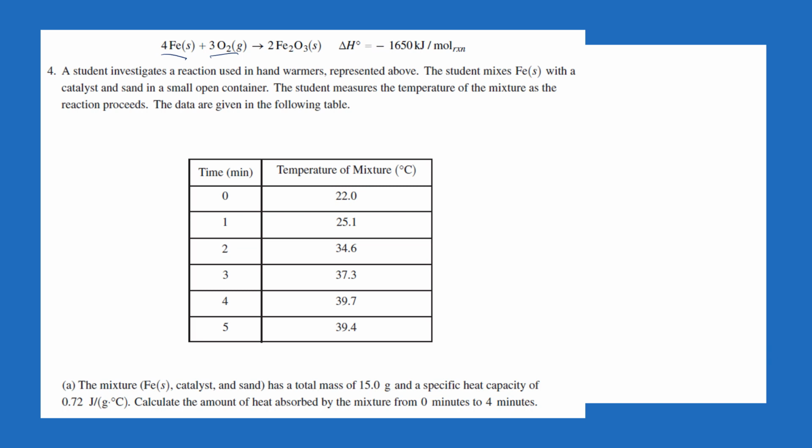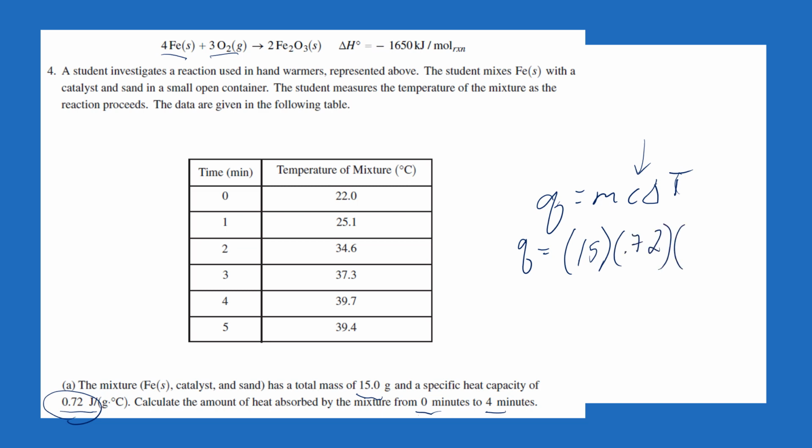The mixture, which is the iron, catalyst, and sand, has a total mass of 15 grams and a specific heat capacity of 0.72. Calculate the heat absorbed from 0 minutes to 4 minutes. So we have a specific heat capacity. You're probably going to need to use Q equals mC delta T. That's the only equation that we have for this class with specific heat capacity. So we're looking for heat. The mass was 15 grams. Specific heat capacity is 0.72.